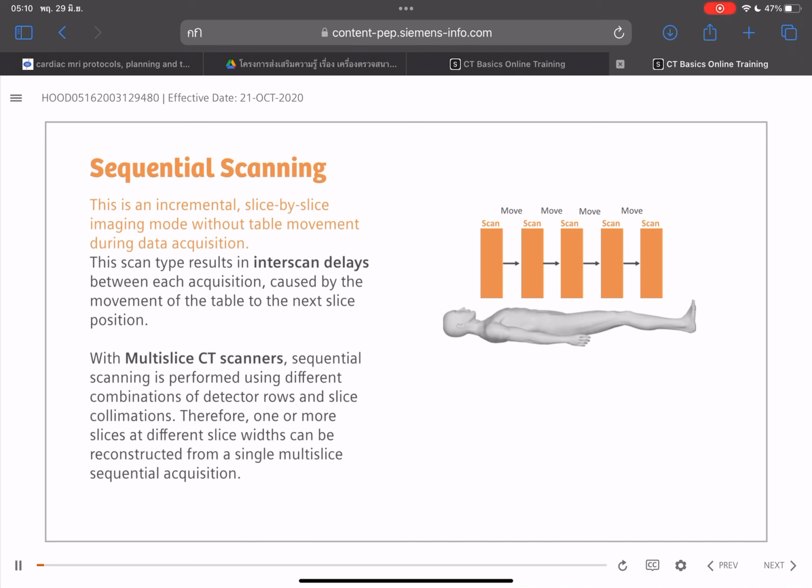Sequential scanning is an incremental, slice-by-slice imaging mode without table movement during data acquisition. This scan type results in interscan delays between each acquisition, caused by the movement of the table to the next slice position. With multi-slice CT scanners, sequential scanning is performed using different combinations of detector rows and slice collimations. Therefore, one or more slices at different slice widths can be constructed from a single multi-slice sequential acquisition.